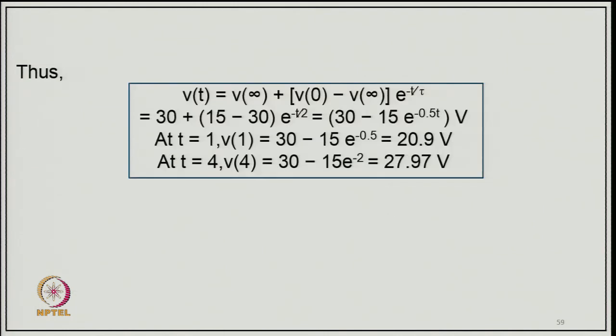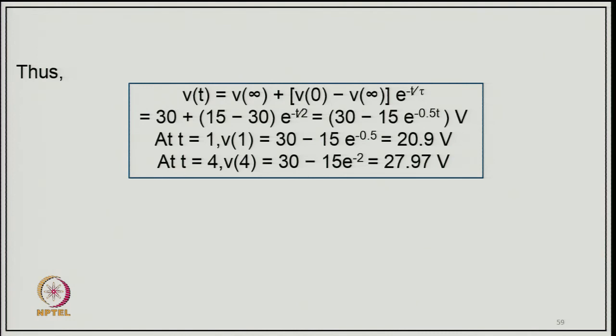Now, it will be going from that 15 volt to 30 volt. So, v(t) will be equal to v(∞) plus [v(0) minus v(∞)] e to the power minus t upon tau, and we put v(∞) as 30 volt plus v(0) is 15 volt minus v(∞) 30 volt. So, 30 plus (15 minus 30) e to the power minus t by 2, and that is 30 minus 15 e to the power minus 0.5 t volt.